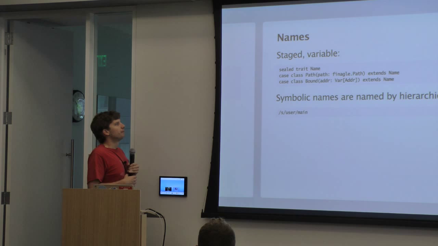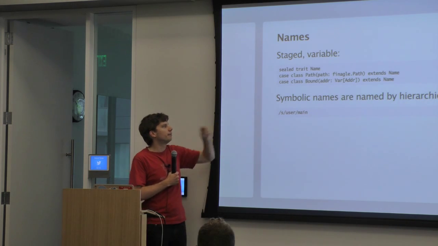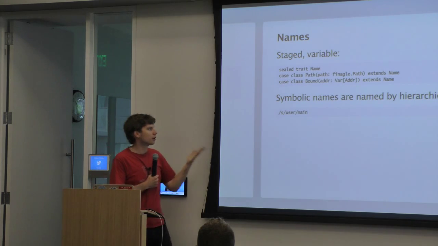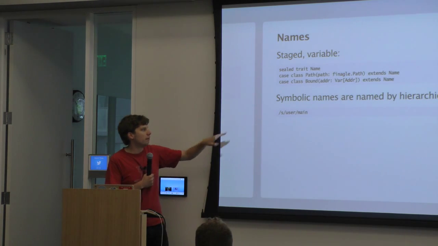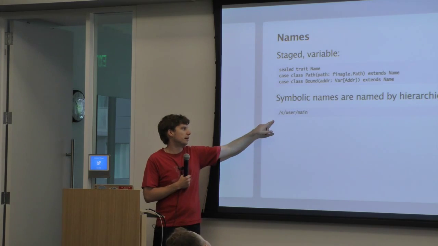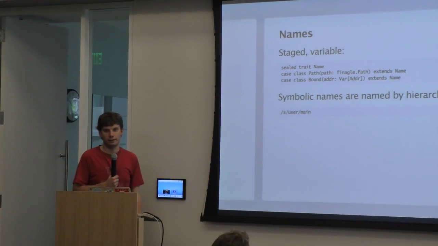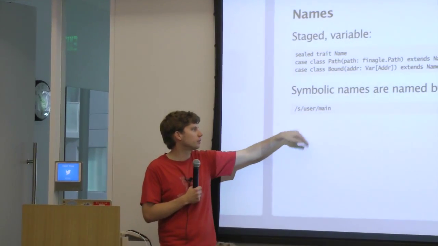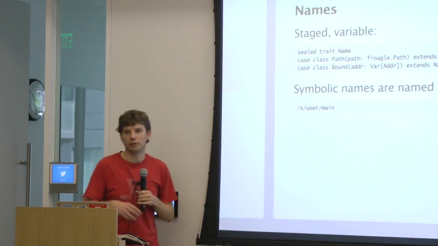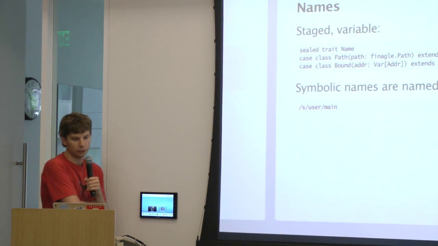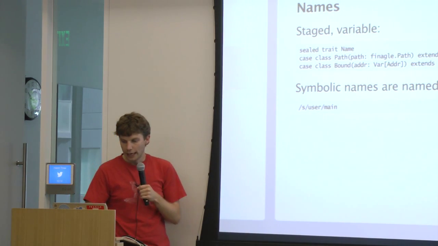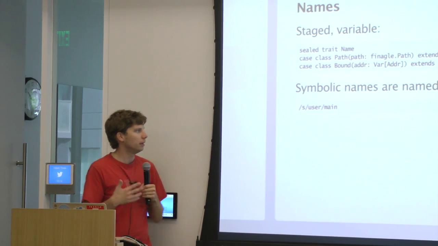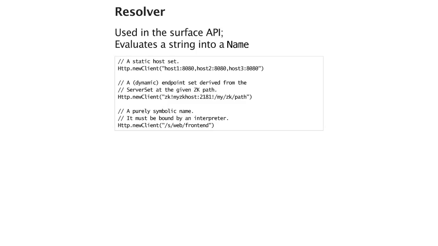Now the more interesting thing is this variant called a path. A path, again, is a symbolic name. Symbolic names are hierarchical. So as an example, a valid path is something like this. Maybe it's the main user service in this case, right? We'll take s to mean service, and then user to be the kind, and main to be the particular deployment, I guess, of a particular service. And that has pretty profound effects on how we treat names and naming in Finagle.